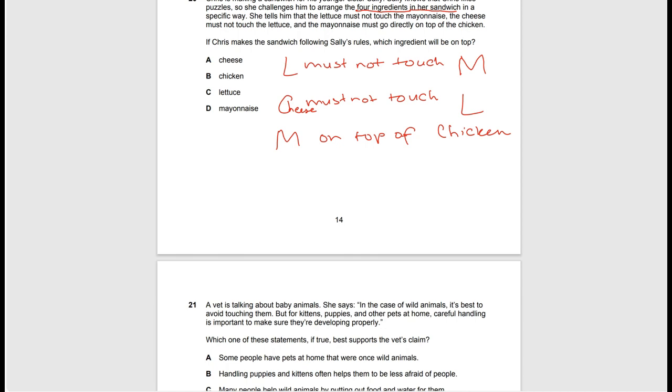So here are our 4 ingredients. We have L for lettuce, M for mayonnaise, cheese and chicken. We need to just figure out what ingredient will be on the top. So let's have 4 lines for our 4 ingredients here and start. M, mayonnaise, must be on top of the chicken.